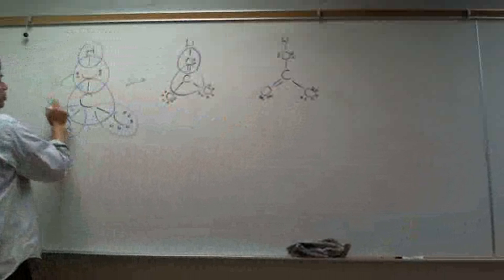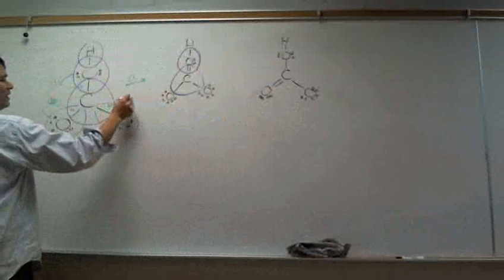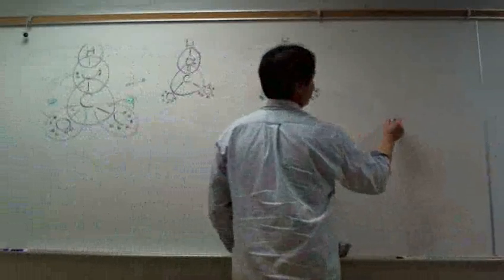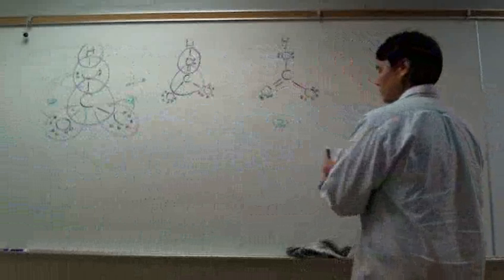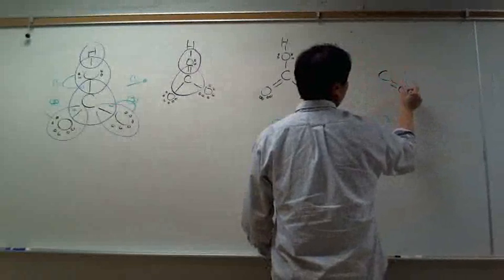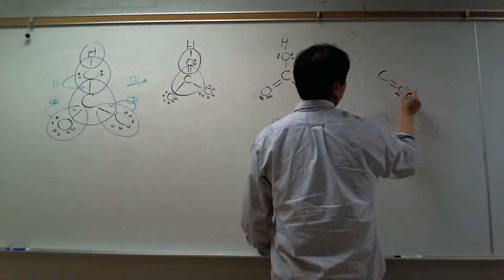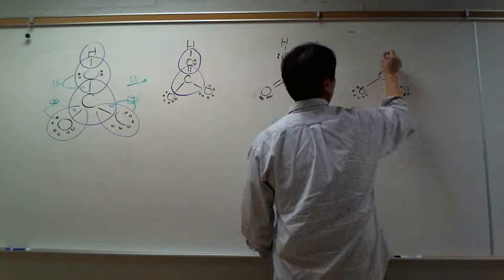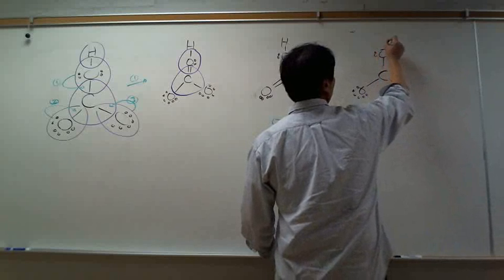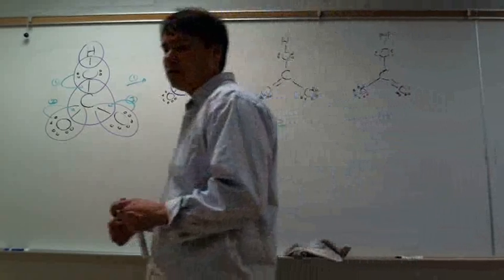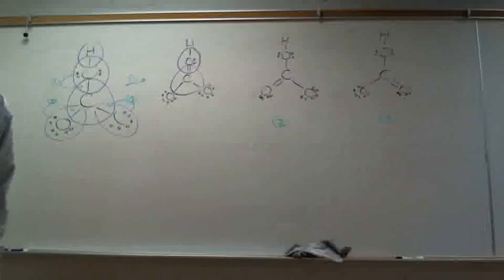But we also had choice 3. Okay, so this would be 2 instead of 3. If we do 3, then we're going to have the double bond down here. And we're good. And so this is the way we can generate the octets around everything.